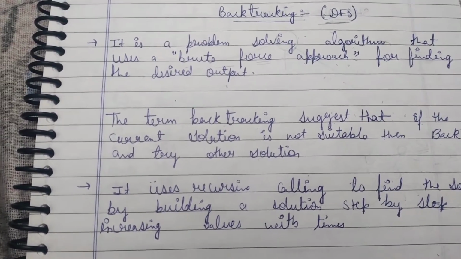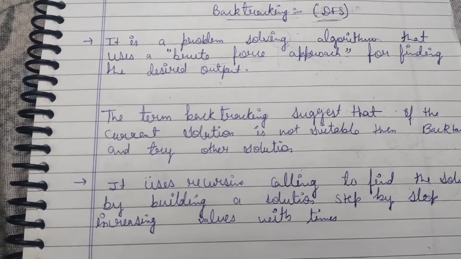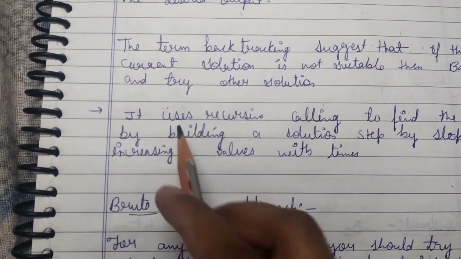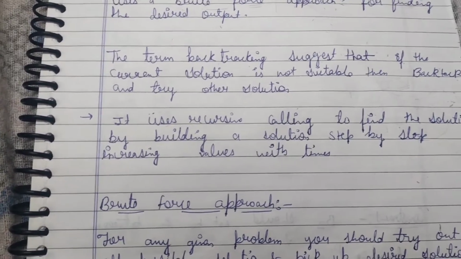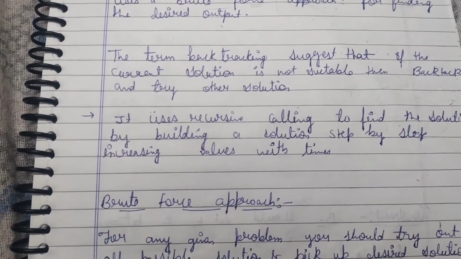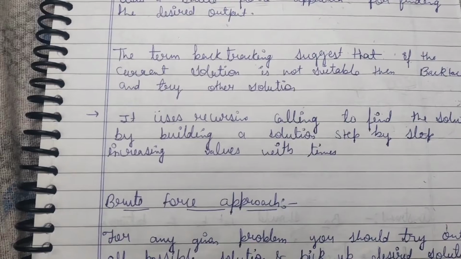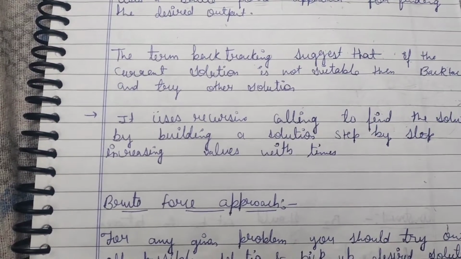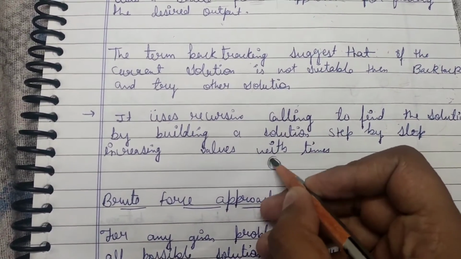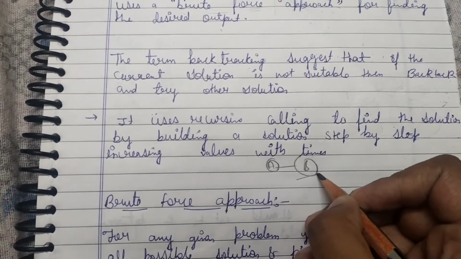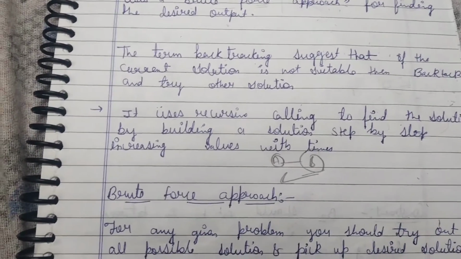If the specific solution is not correct, then we will backtrack or repeat the same process and find the appropriate solution. Okay, next, the third thing is it uses recursion to find a solution by building the solution step by step, increasing value with time. Recursion means a function calling itself. Suppose it will not find the correct solution, then it will repeat the same step. Suppose I find a solution A, then solution B, but B is not the desired solution, then backtrack and find another, not optimal, but the desired solution.